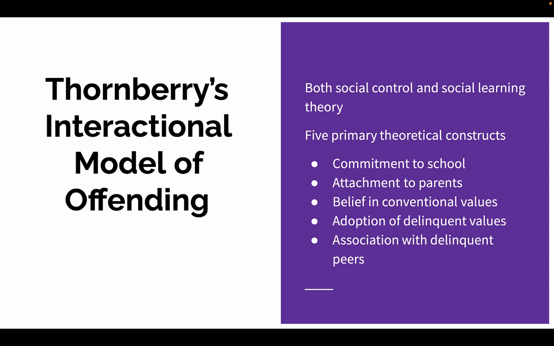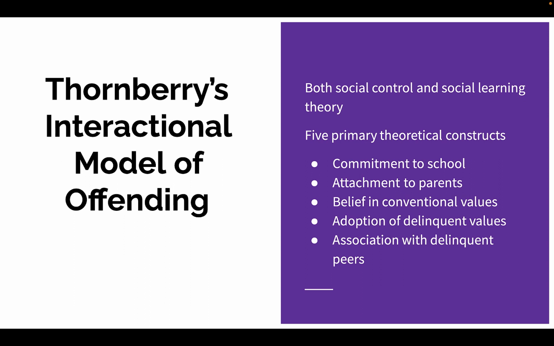This is kind of what leads you to either commit crime or not commit crime, right? If you're committed to school, you have attachment to parents and belief in conventional values, those things are going to guard against you committing crimes. But if you adopt delinquent values and associate with delinquent peers, that's going to push you towards committing crimes. So these 5 constructs are really interesting in the way that they relate to each other, and it has added some understanding of criminal behavior to the kind of body of literature. So he's really, again, that feedback loop is what's so interesting that he's kind of adding to the analysis.